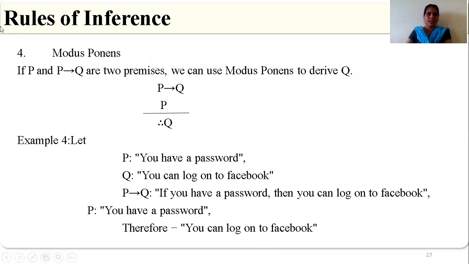Next, the fourth rule, the modus ponens rule. In this, the two premises are P and P implies Q. If these two are true, then the conclusion Q is true.